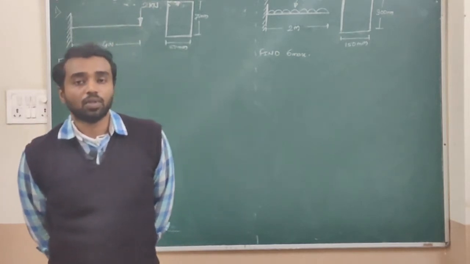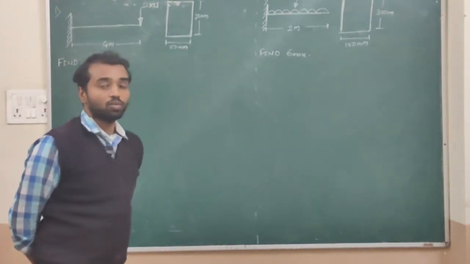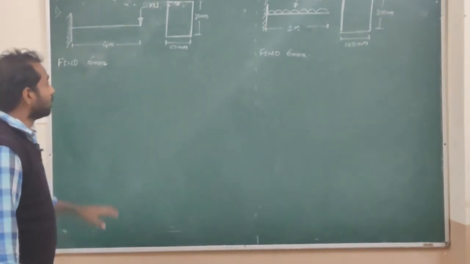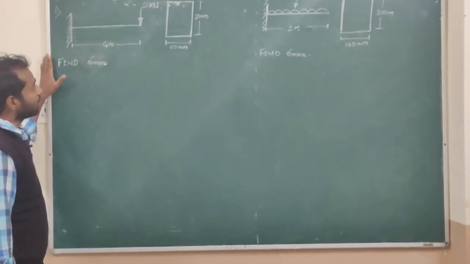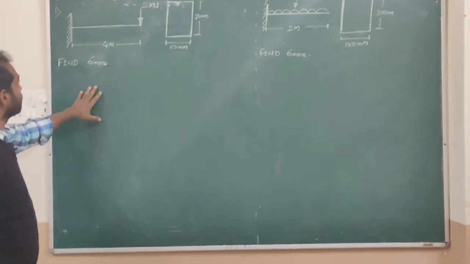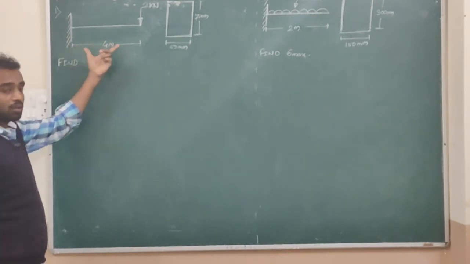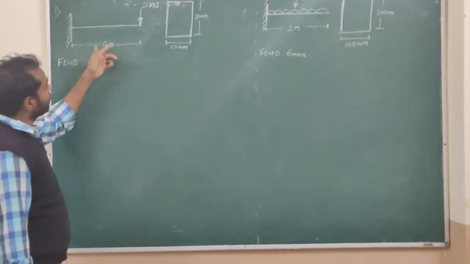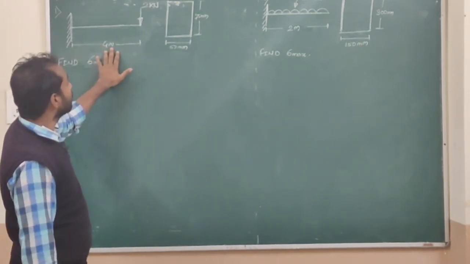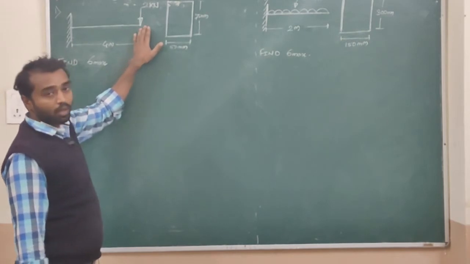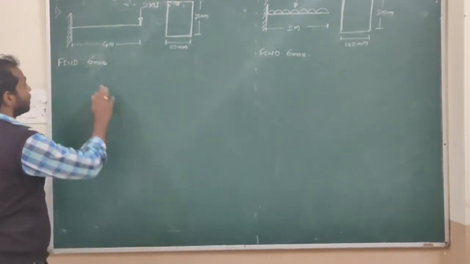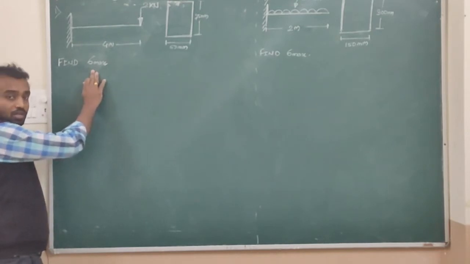Hello student. Today we will see the numerical based on the topic bending stresses. Now in the first numerical there is some given data. In the numerical it is said that there is one cantilever beam, and on this cantilever beam of span 4 meter a point load is acting at the end of 2 kilonewton. Find out the maximum bending stresses.